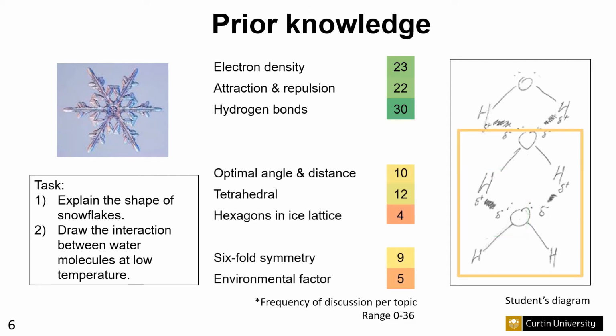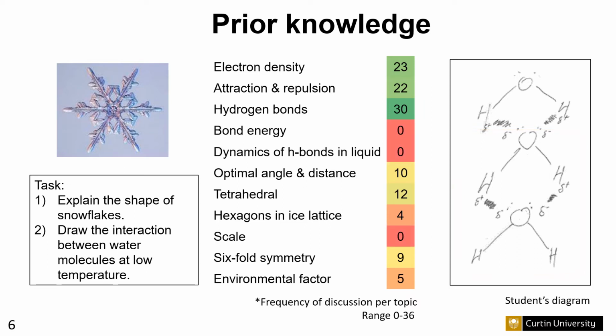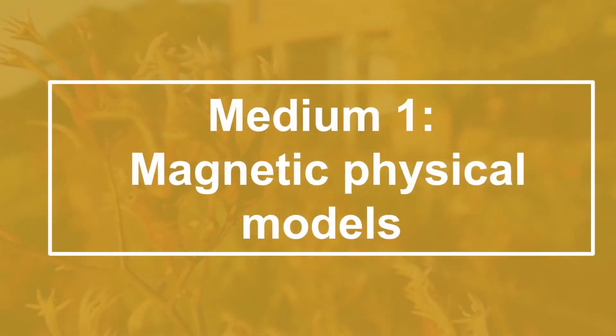However, when it comes to more water molecules, they struggle in terms of their position in space. Here I show it in a yellowish color. Therefore, their discussion at larger scales that involve many water molecules and snowflakes was very limited. Here I show it as red. Bond energy and scales, they did not discuss at all in this task. So with this, let's go to medium 1, magnetic physical models.